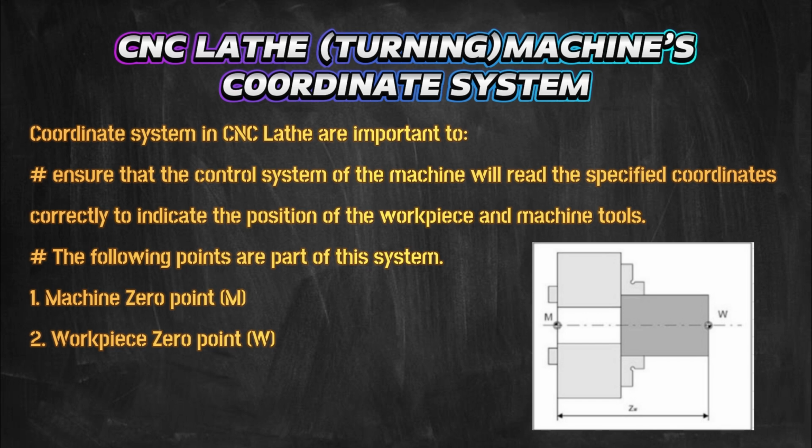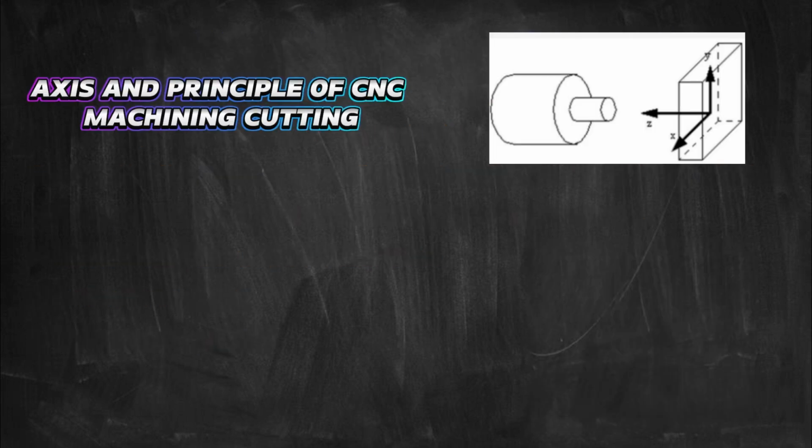Coordinate systems in CNC lathe are important to ensure that the control system of the machine will read the specified coordinates correctly to indicate the position of the workpiece and machine tools. The following points are part of this system, as shown in the figure. 1, machine 0 point M, and 2, workpiece 0 point W.